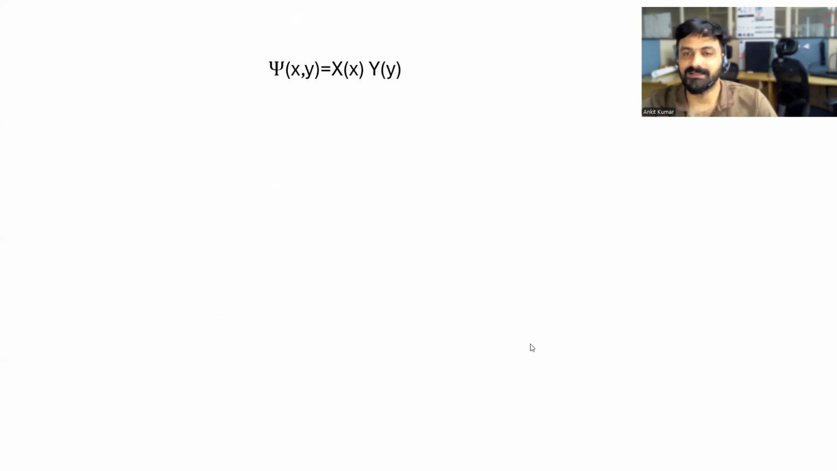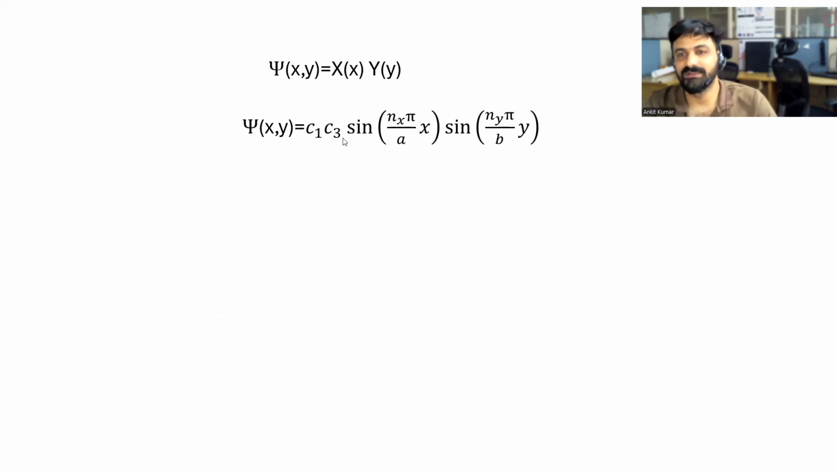Okay, so that's great. Finally, we can write the complete solution of the wave function, psi, that is X into Y, and we have already calculated the values of X and Y. Once you multiply these, this will give you c1 c3 sine nx pi upon a into x, and into sine ny pi upon b into y, where nx and ny are the quantum states along the x and y directions respectively. Next, we have to calculate the constants C1 and C3, that you can see in the wave equation.